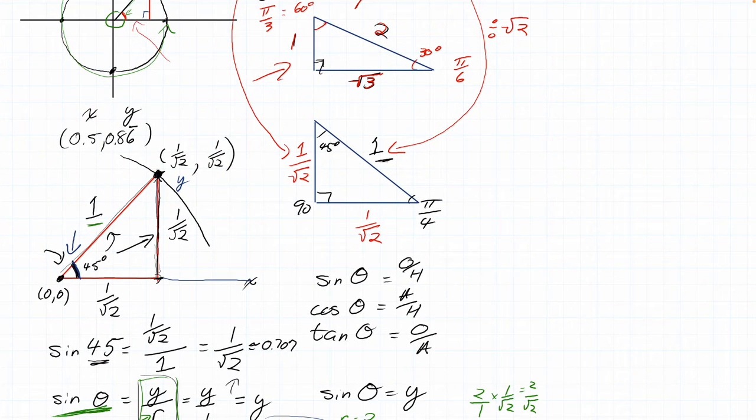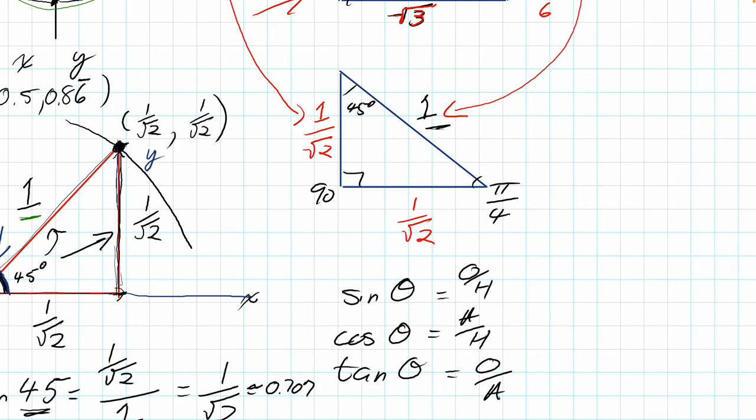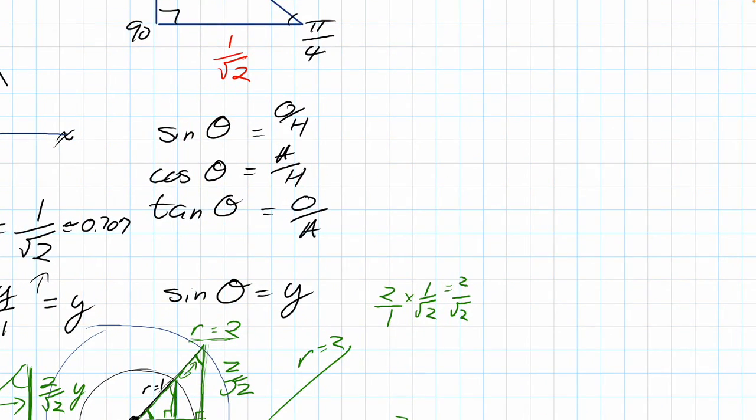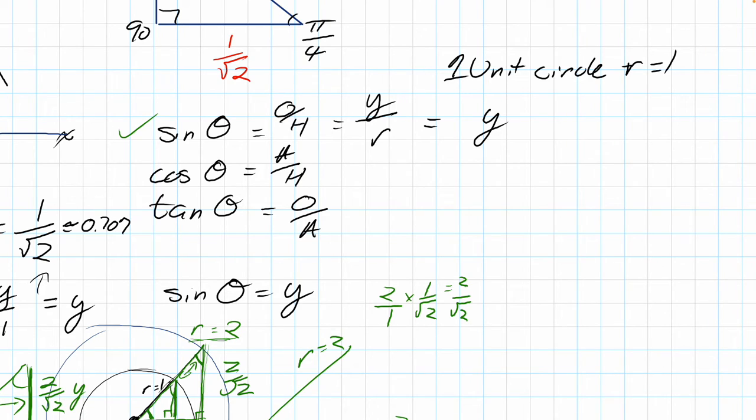So we're going to zoom back in and take a look at the other two here. We've taken a look at y. It turns out that in our unit circle, sine theta is equal to y over r. And if we're talking about one unit circle, as I'll call it, then sine is just equal to y, because the radius r is equal to 1 in that case.